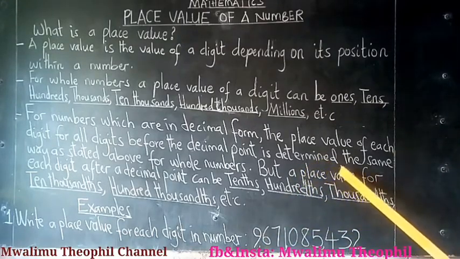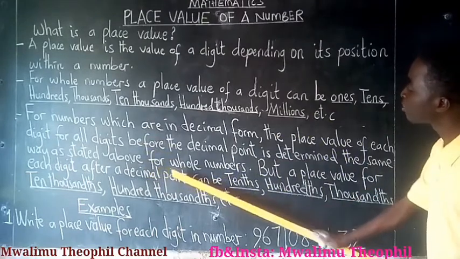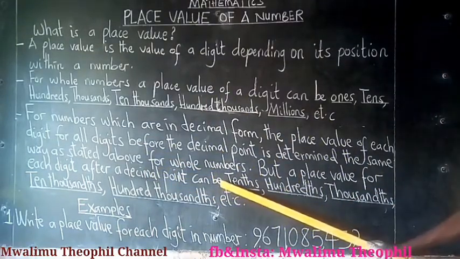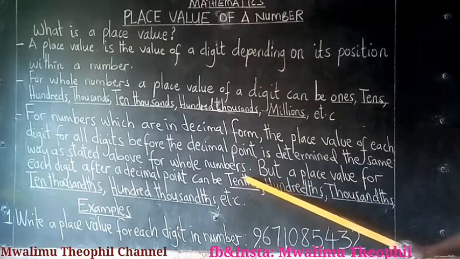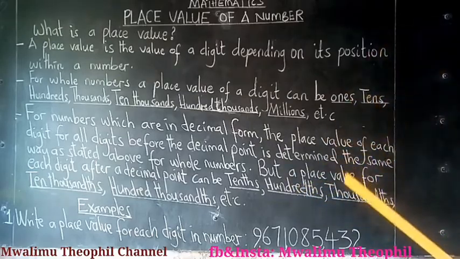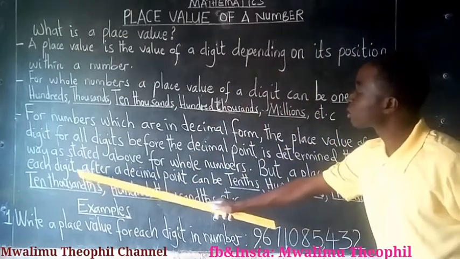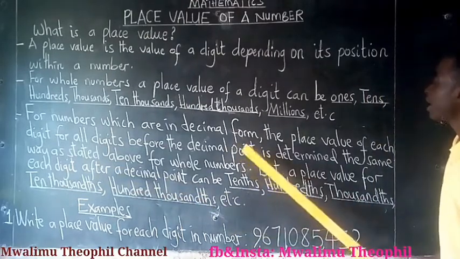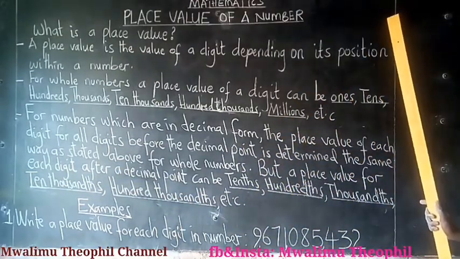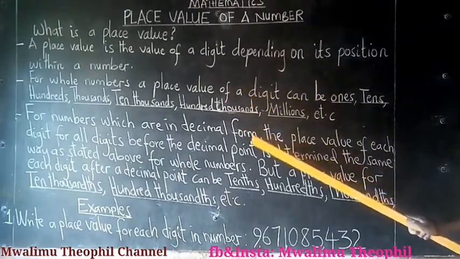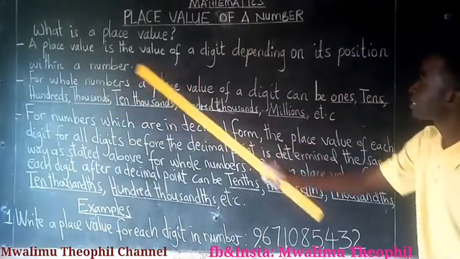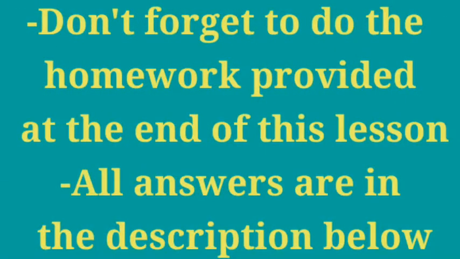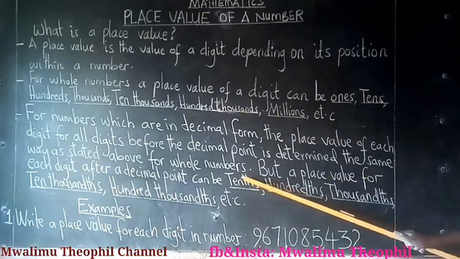But the place value for each digit after a decimal point can be tenths, hundredths, thousandths, 10,000ths, 100,000ths, etc. Now you can see for whole numbers we add only s: tens, hundreds. But for those digits appearing after a decimal point, we add ths.